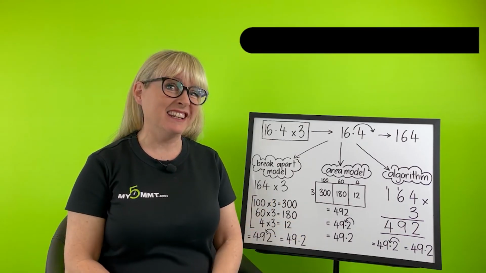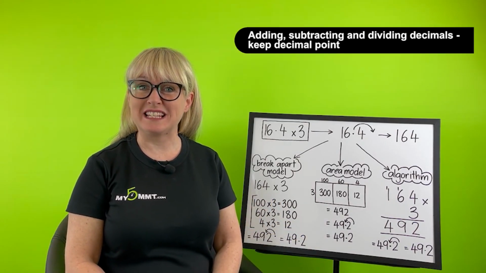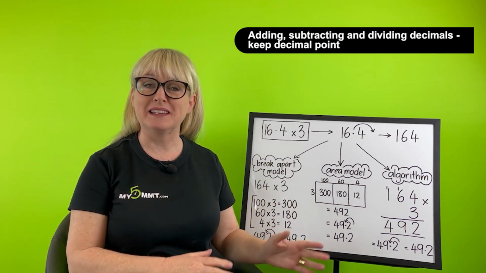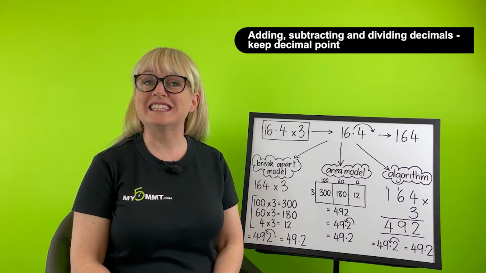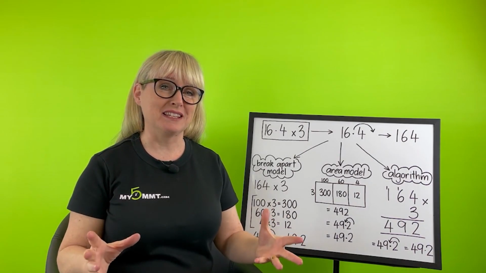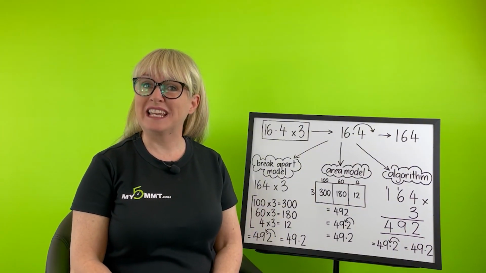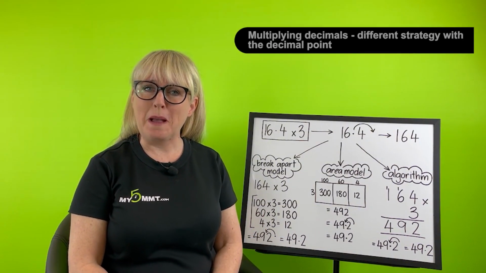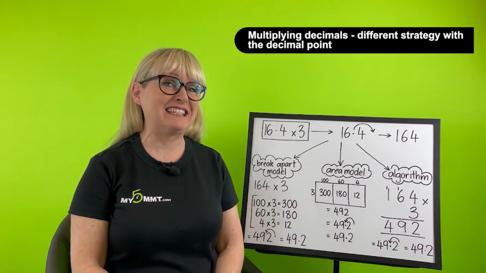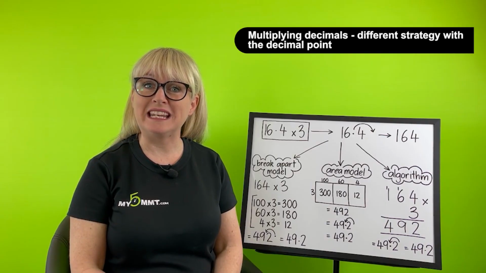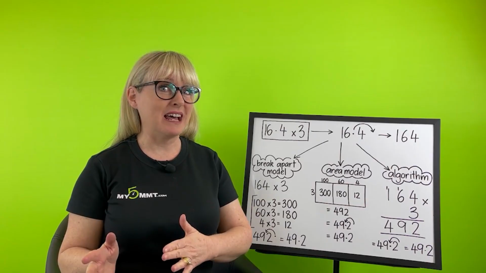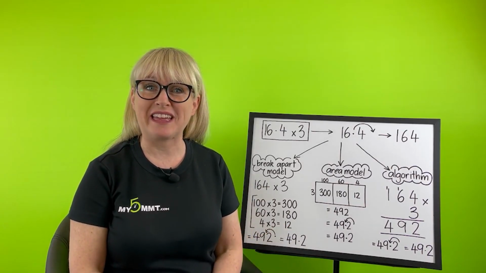When we're adding decimals, we always keep that decimal point in position because it guides us where we put our numbers. When we're subtracting, we do exactly the same. We keep the decimal point in its position to help us. And when we're dividing, we even keep the decimal point there too. But multiplying is totally different. It actually complicates things by keeping the decimal point in its position. We're not sure sometimes which side of that decimal point our numbers go.